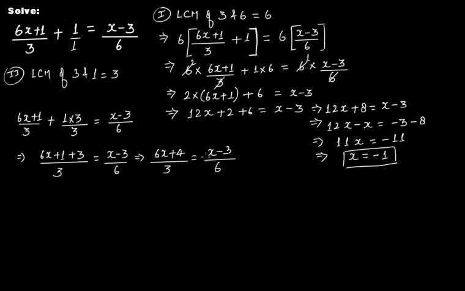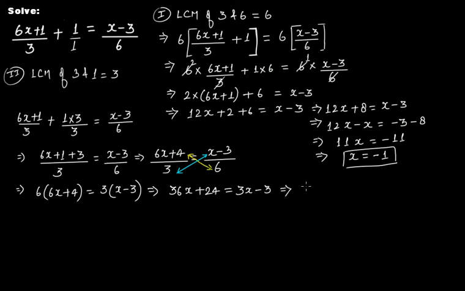Now simply apply the concept of cross multiplication, that is, multiply these together and then multiply these together. So if you apply that method, you get 6 times (6x plus 4) is equal to 3 times (x minus 3). This gives you 36x plus 24 is equal to 3x minus 9.